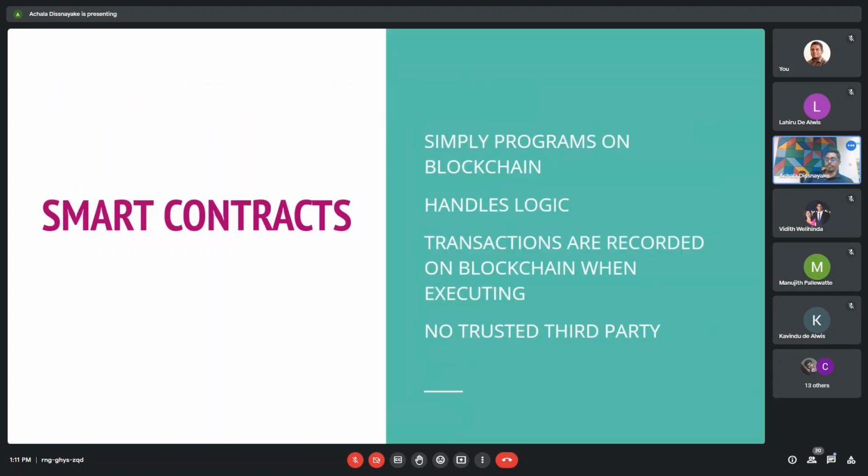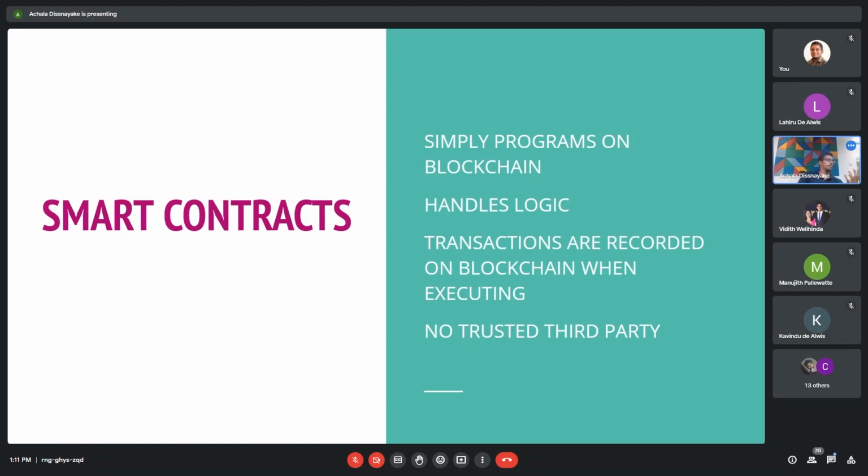Now when it comes to blockchain, we get to hear about this thing a lot: smart contracts. Smart contracts are simply pieces of programs that sit on the blockchain. They keep the logic. They have functions, so they keep the logic of changing the storage of the chain.